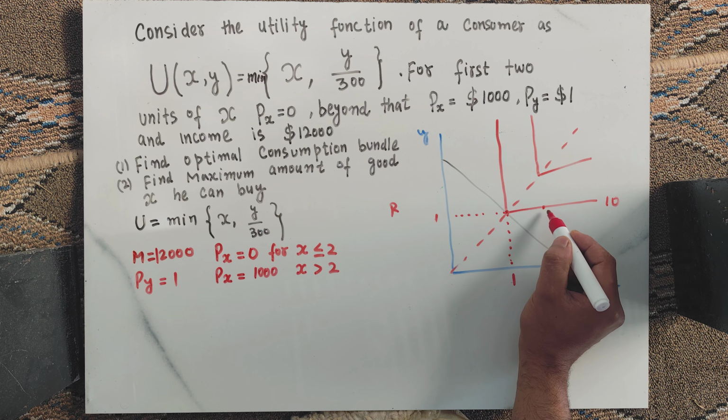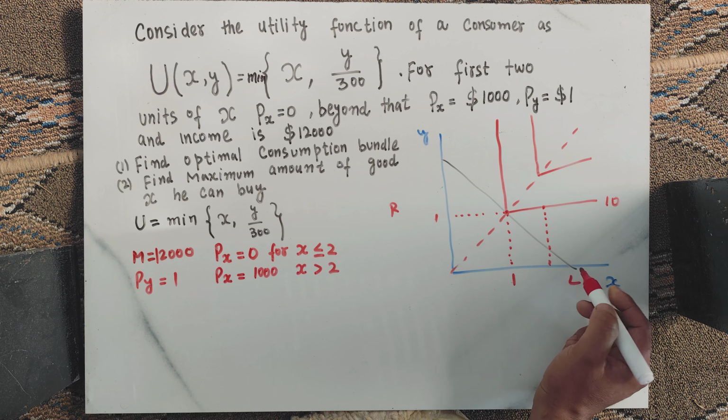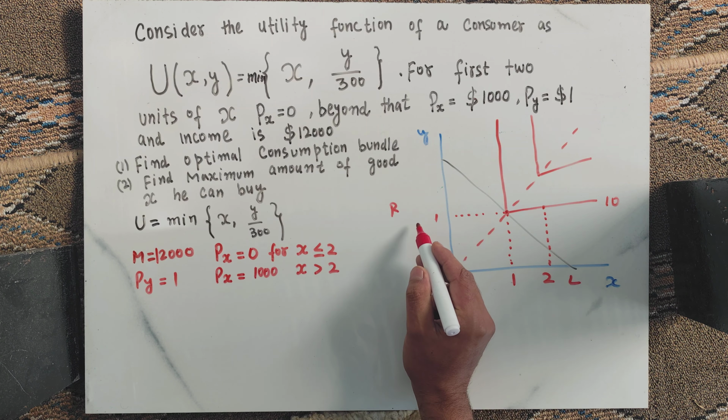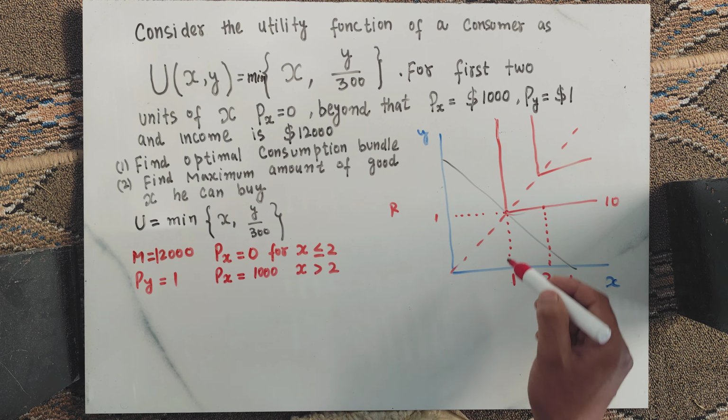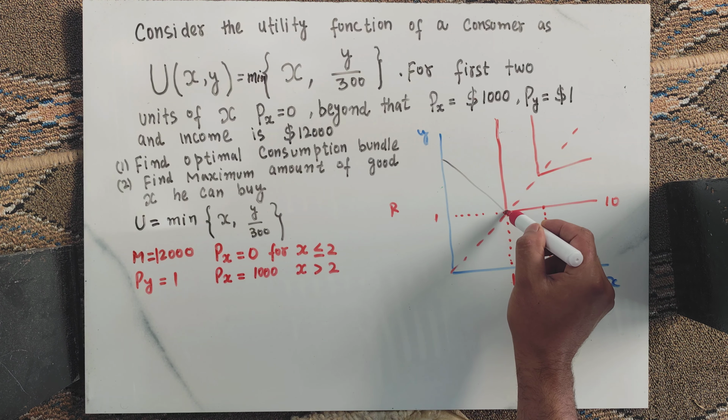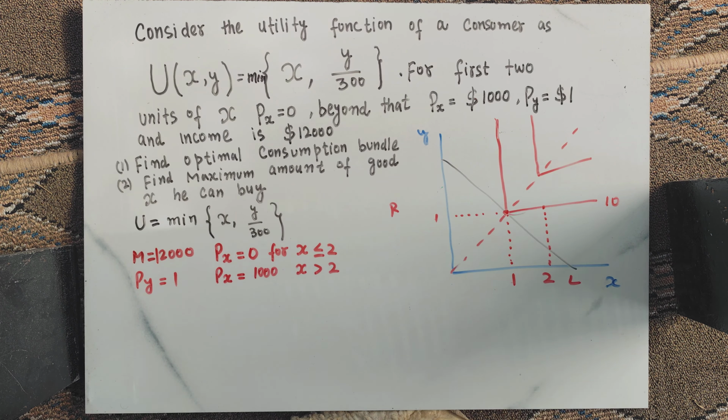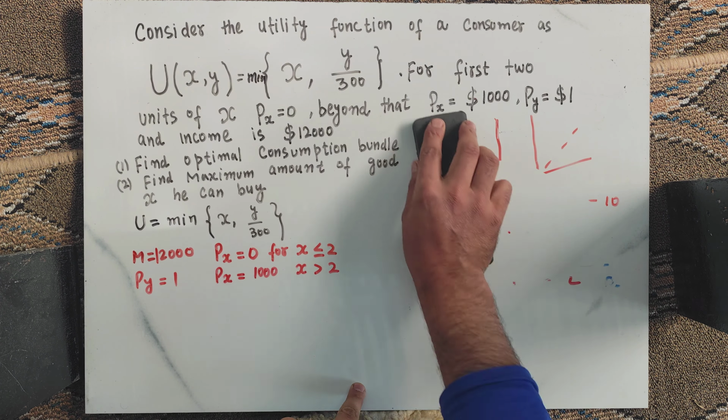If the consumer has two left shoes and only one right shoe, we have the same utility because we are on the same indifference curve. So the optimal point will lie at this kink. I will not show it here because I don't have the space.